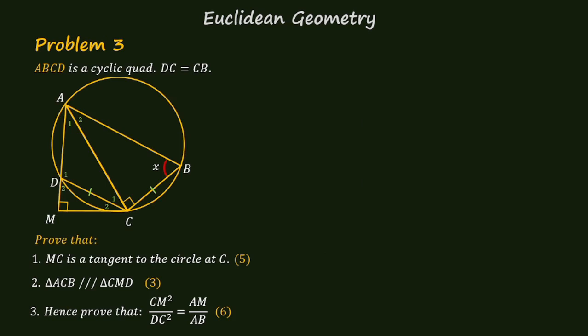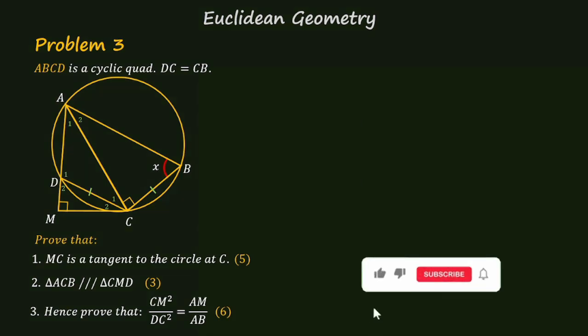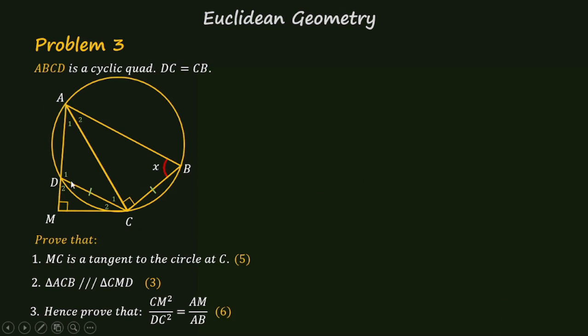Let's move now to problem 3. Here we are given that ABCD is a cyclic quad. We are given that chord DC and chord CB are equal in length. And we are required to show that MC is a tangent to the circle at C.